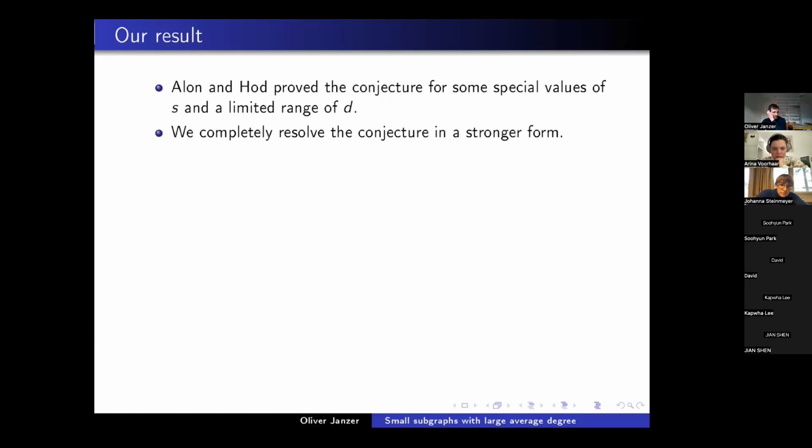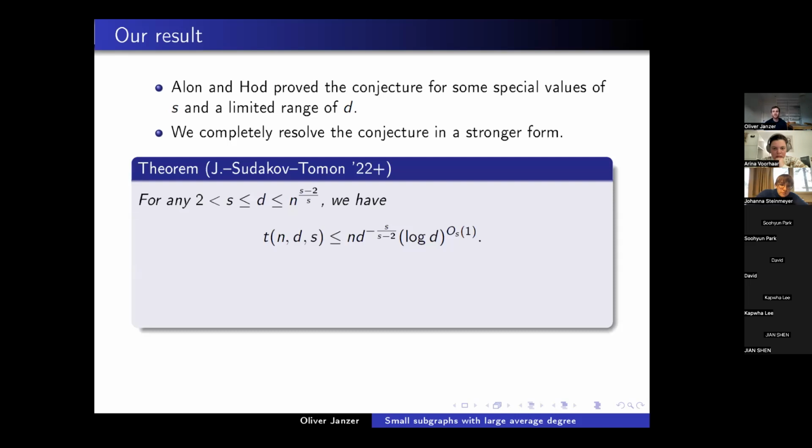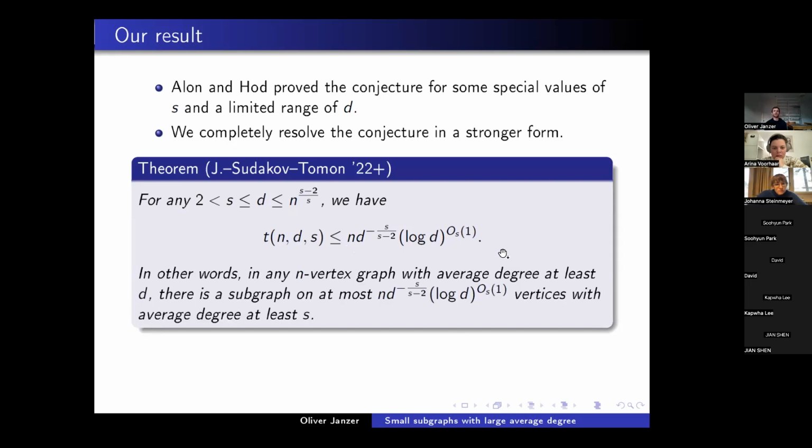And our contribution is a complete answer to this conjecture, a positive answer to this conjecture in a slightly stronger form, in the sense that our logarithmic term is actually logarithmic in d. So when d is small, then that actually improves the log n bound. So this is what we show. In other words, we show that in any n vertex graph with average degree d, there is a subgraph on this many vertices which has average degree at least s. So we can find small subgraphs with large average degree.